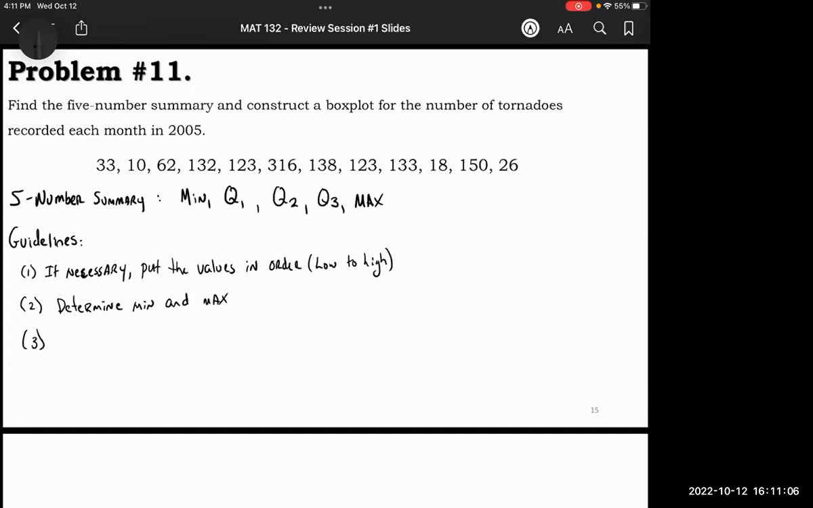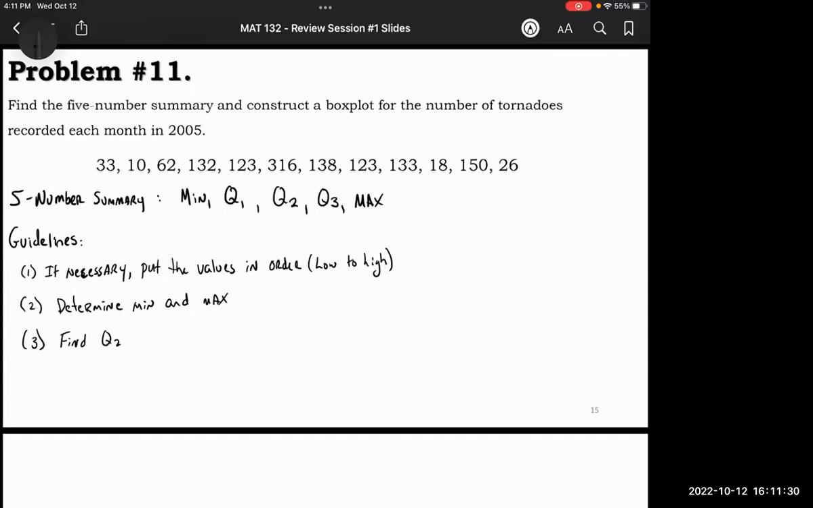Part 3, or step 3, is to find Q2. Now, Q2 again is called what quartile? What's the name of it? What type of quartile is this? Lower, middle, upper? Middle. The middle quartile is like saying P50, percentile 50, or the halfway point of a data set.